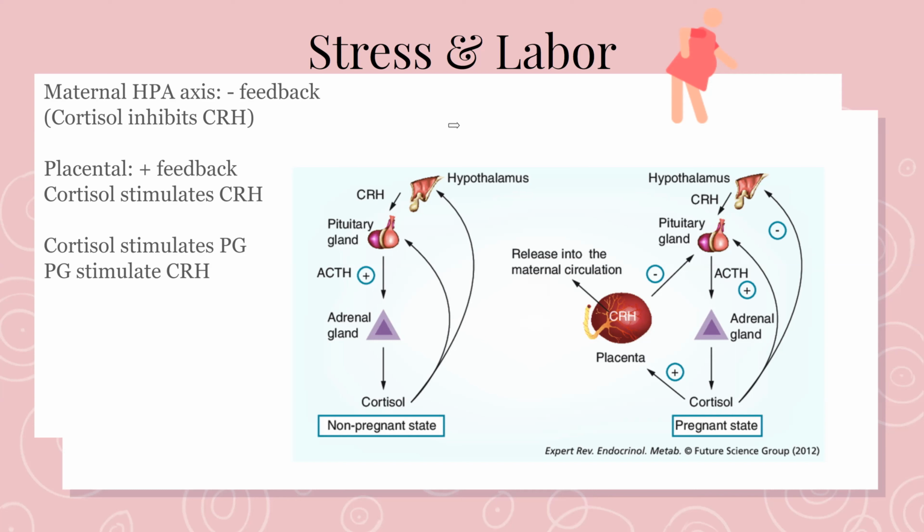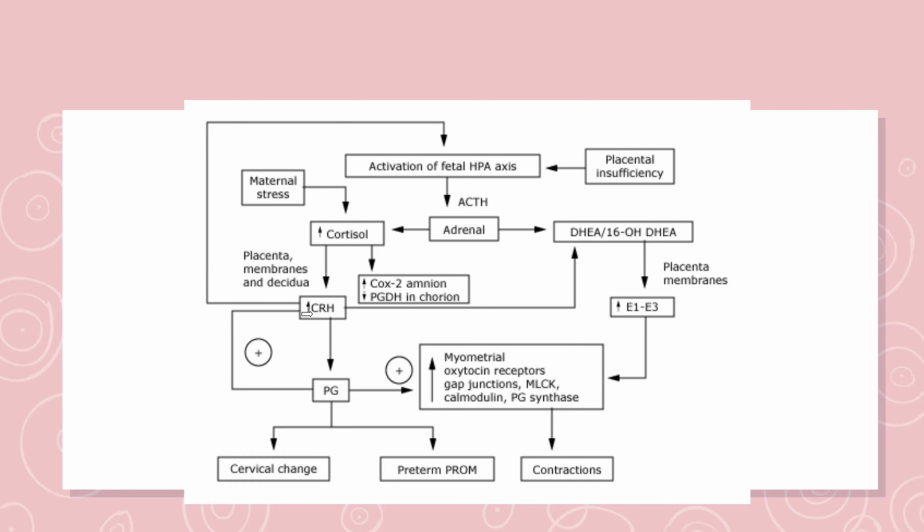But placental CRH is actually stimulated by cortisol, and then cortisol actually stimulates CRH. So looking at this now, this is that really scary system, but let's go through it. Let's start with CRH. So we're talking about placental CRH being released. This activates the fetal HPA axis, which we just talked about, which would increase cortisol, which would increase CRH, right?